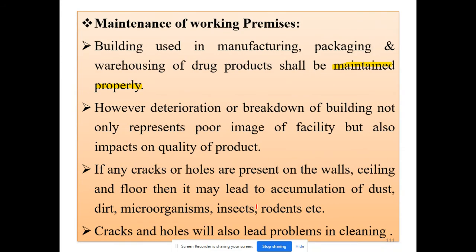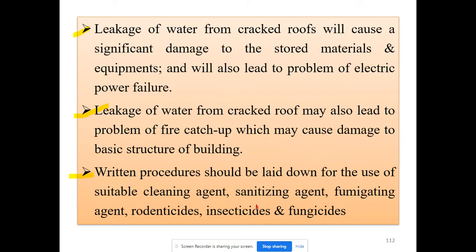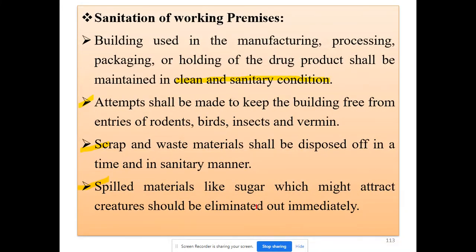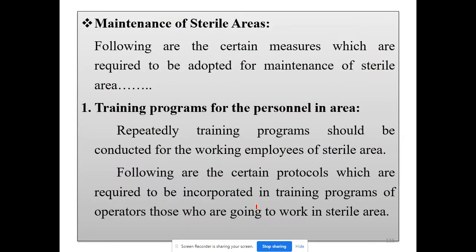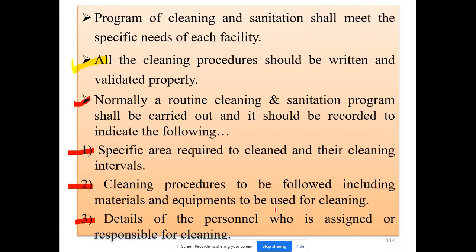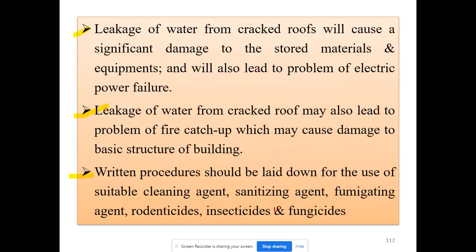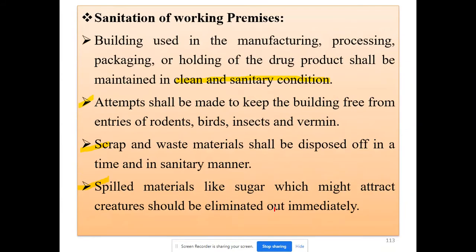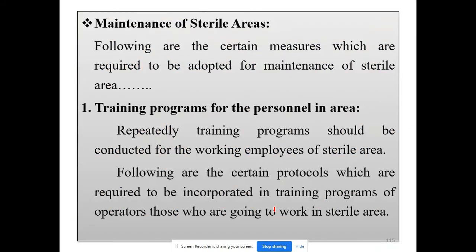First one, that is the maintenance of the working premises, and second one, that is said to be the sanitation of the working premises. Now student, I am moving on toward the next point of our syllabus, and the next point is maintenance of sterile area. Before this, the point I taught you was maintenance of working premises. Then I explained to you about the sanitation of working premises. Now I am explaining to you about the maintenance of sterile area.